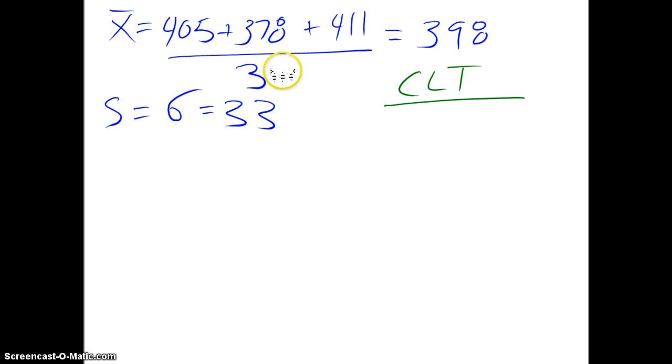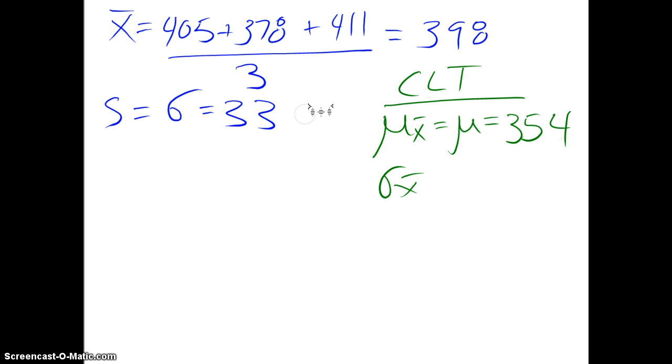If we look at the CLT, it tells us that the mean of the sampling distribution of x bar should be equal to the mean. We believe that on average, our guesses should be centered on what the truth is. And so we believe that mu of x bar should be equal to mu, which is also equal to 354. Okay, what is sigma of x bar?